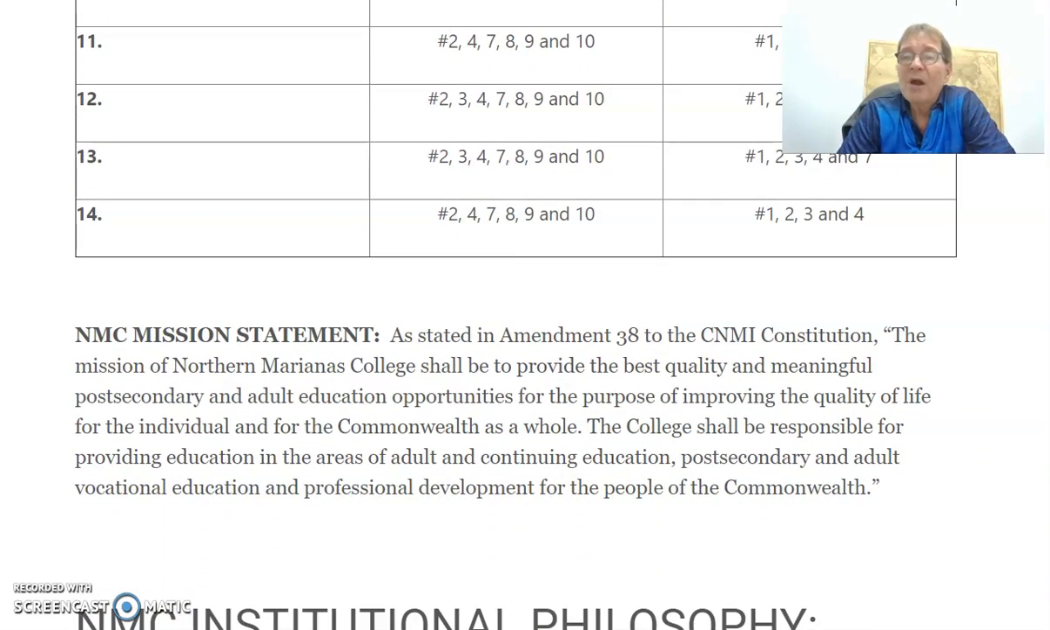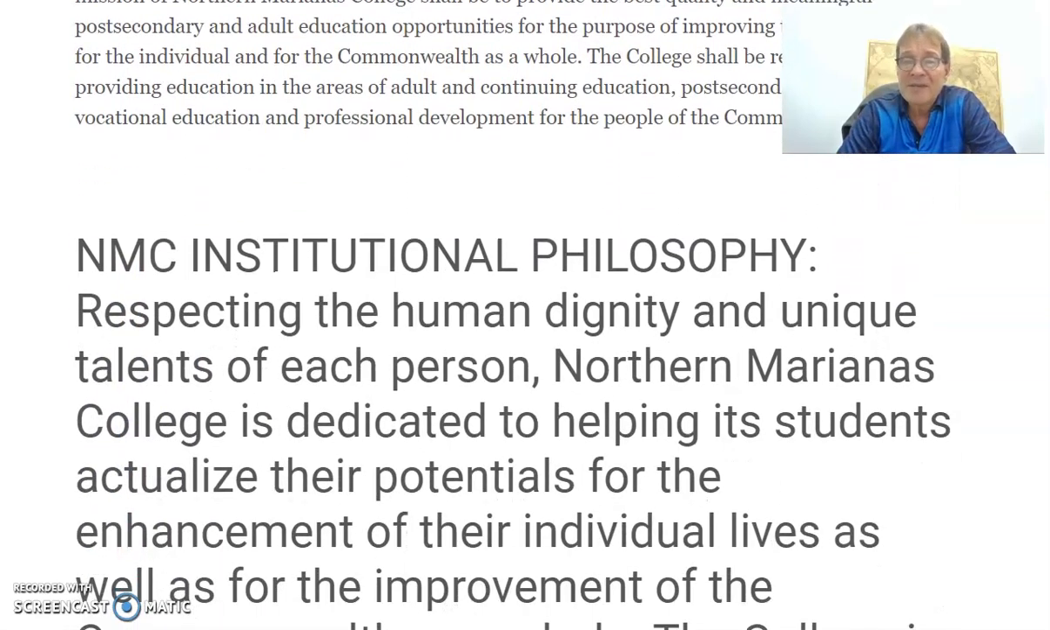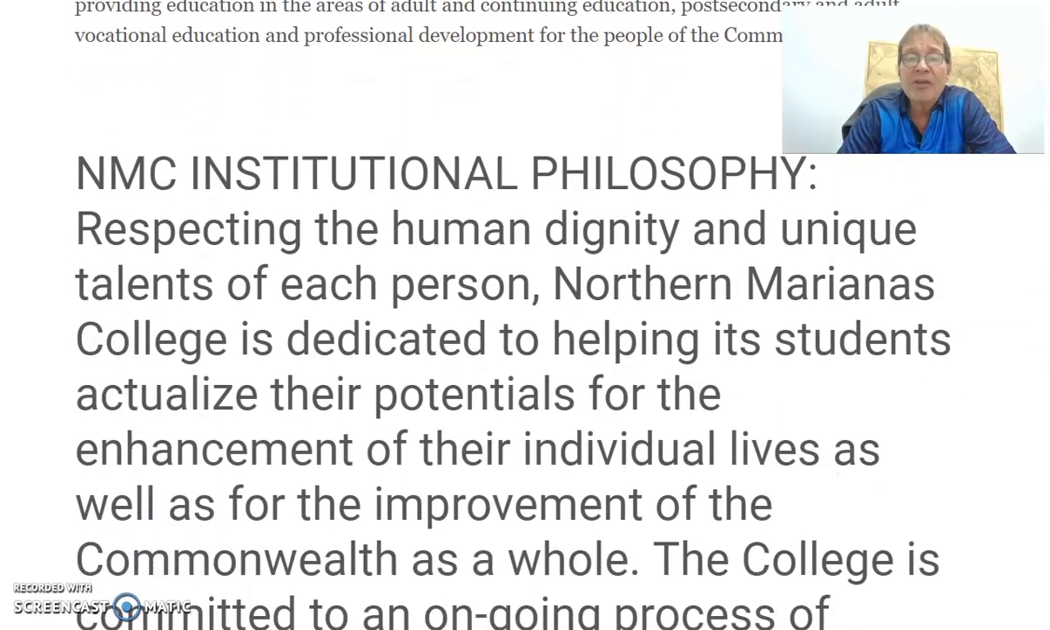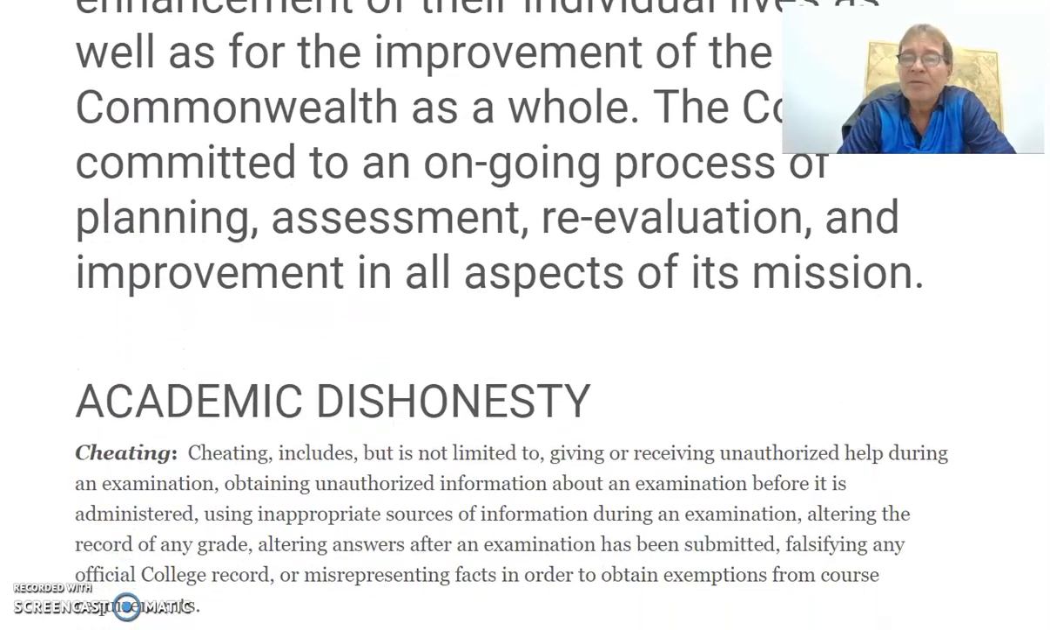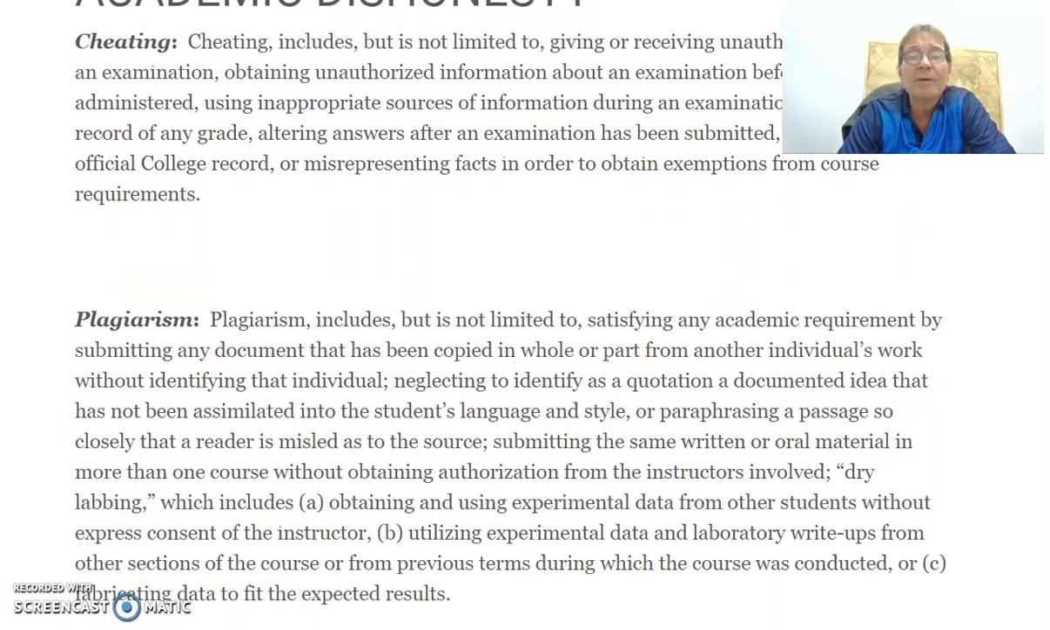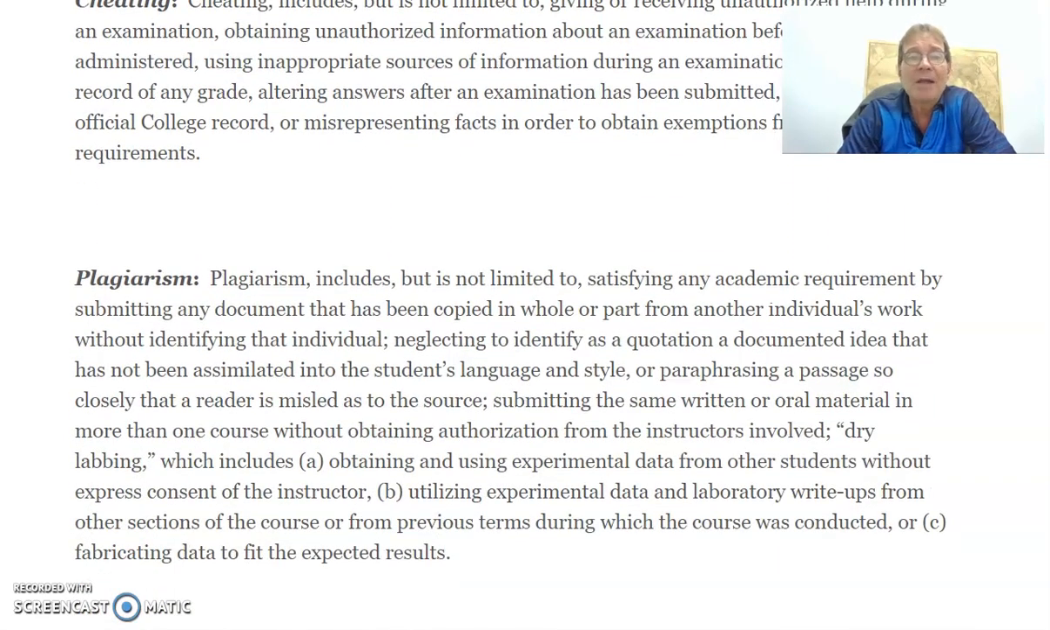We hope that you are improving the quality of your life by being an NMC student and being a graduate of this institution. We are dedicated to helping students actualize their potentials and enhancing their lives and improving the Commonwealth. Please don't cheat. Please do your own work. It's important that you develop your minds.